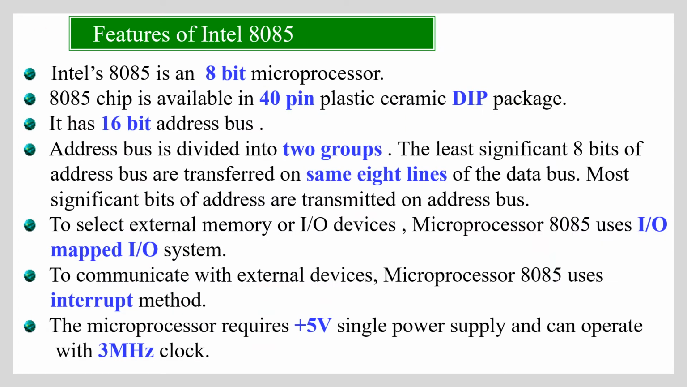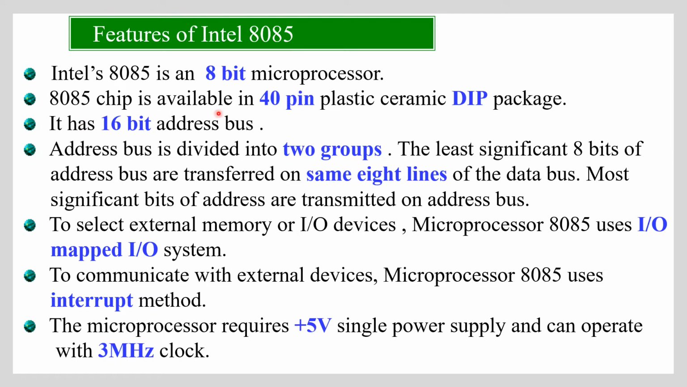Let us see the features of Intel 8085. So we are seeing the IC, the pin, the chip, 40 pin. Let us see the features and then we'll see the details of the 40 pins. So Intel 8085 is an 8-bit microprocessor. The 8-bit data bus width indicates that 1 byte of data can be passed on this bus. So 1 byte of data can be passed on this bus.